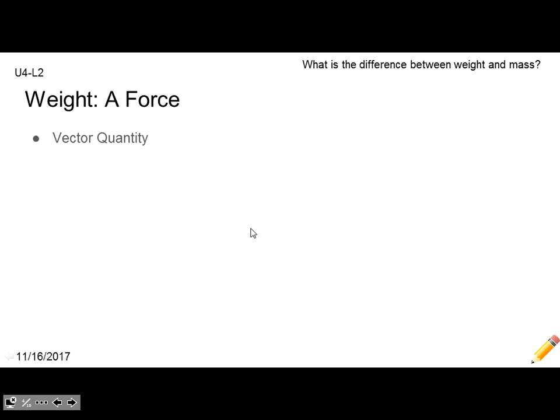So for the most part, we say the magnitude of the weight is m times g. We've already written that down on our free body diagrams before. So this weight, on the reference table, it says Fg. We were calling it W. They're interchangeable. And the direction of weight, I forgot to put it up here, is always down, right?